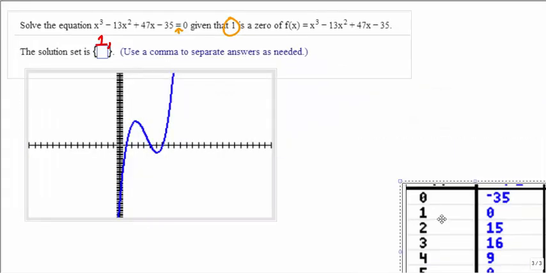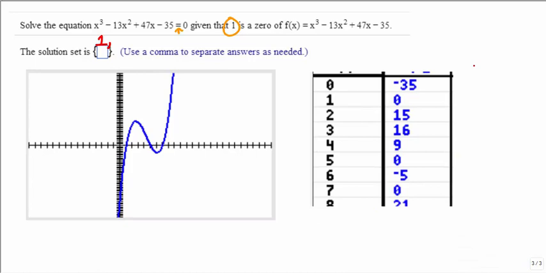So this is the output from my calculator, and let's see how these compare. Here's a solution, here's a solution, and here's another one. Again, this looks like x equals 1, this one looks like x equals 5, and this one x equals 7.